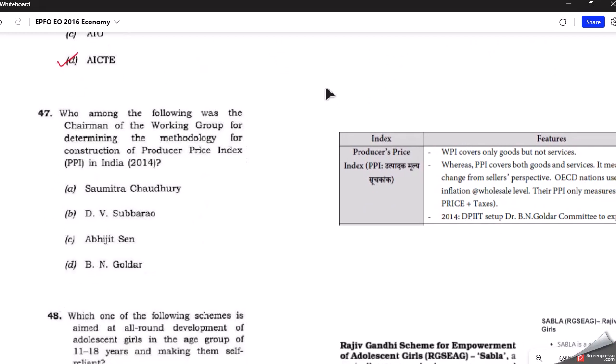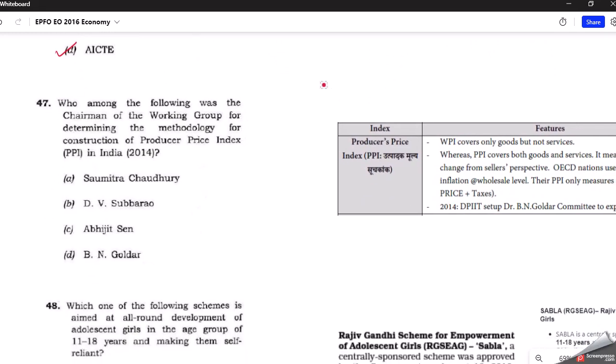Now the next question is, who among the following was the chairman of the working group for determining the methodology for construction of the producer price index in India, 2014? So again the answer is B. N. Goldar. D is the correct answer here. Again, we have to remember the names of important committees, who was the chairperson of that committee, what was the objective or why the committee was appointed, and what recommendations it gave. So this we have to prepare.